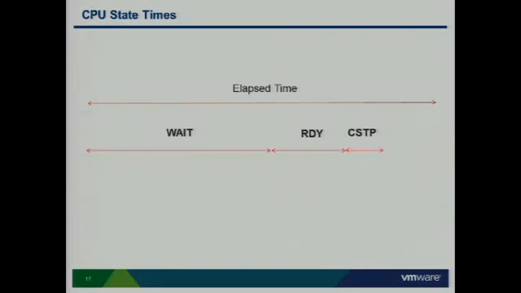There's a third component which is called co-stop, which is very similar to ready time. Co-stop basically means you are forced to deschedule because your sibling vCPU for an SMP VM has made a lot of progress and you want to catch up with your sibling vCPU. So we forcibly deschedule you so that you can catch up. So that's the co-stop state. Co-stop and ready are very similar. Co-stop is forcible descheduling. Ready time may or may not be forcibly descheduled. I'll talk about that a little later.